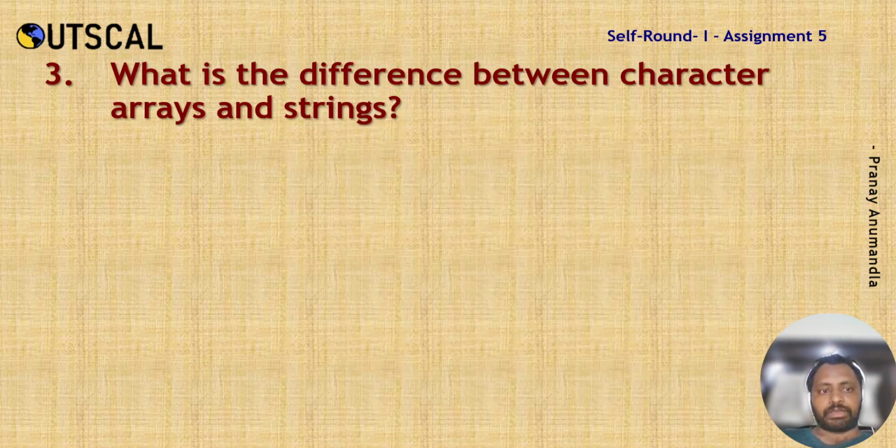What is the difference between character arrays and strings? Character arrays are simple arrays which have only characters as data elements. String is a class which defines objects as a sequence of characters, and strings are dynamically allocated. Strings use dynamic memory allocation, and character arrays use static allocation. They are fixed in size. Character arrays are fixed in size, and strings are flexible during runtime.